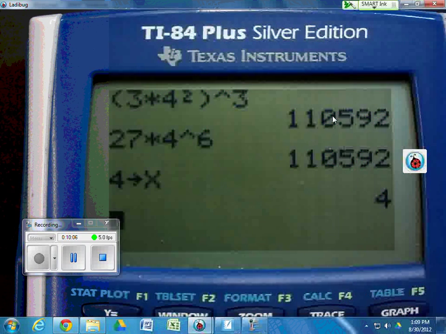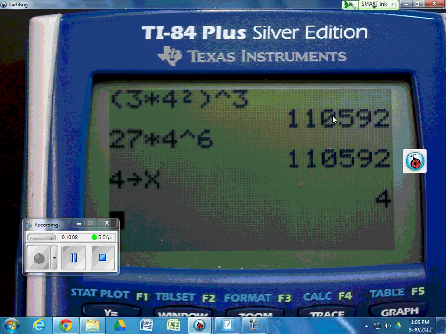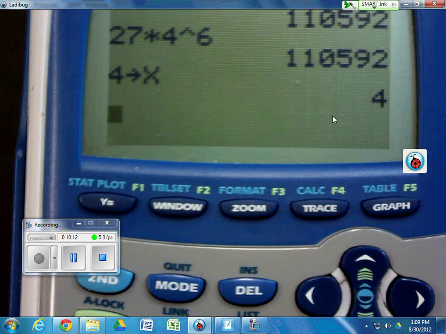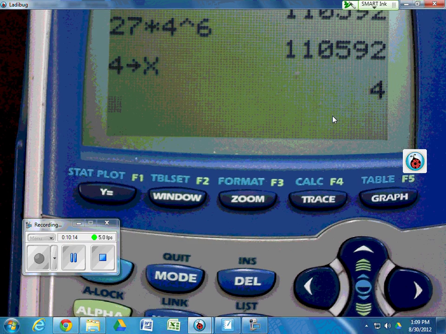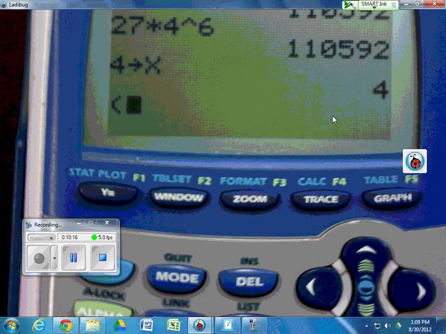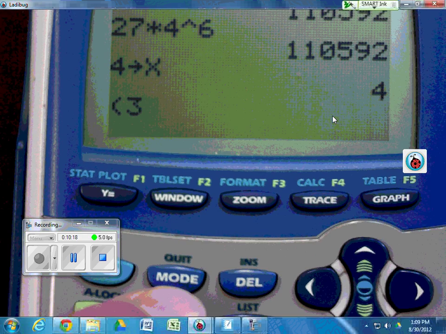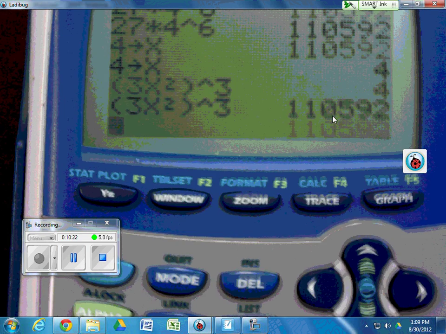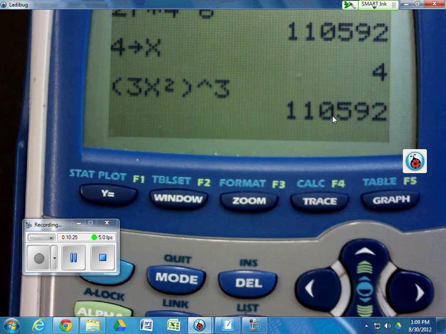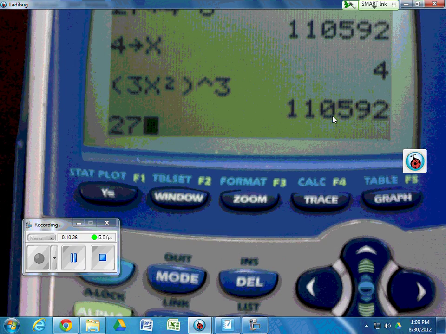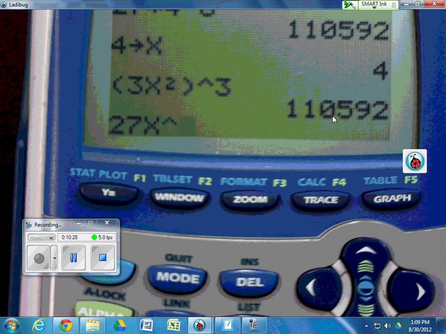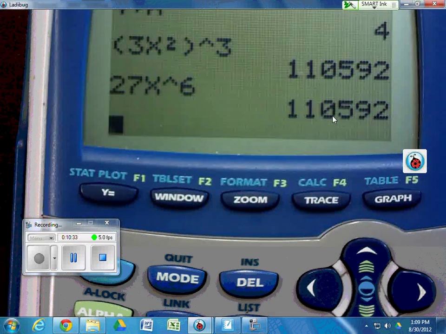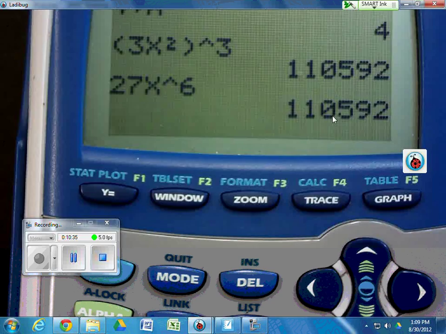Once you store your number in for x, you can just type this. Is that semi-visible? Okay. You can type parentheses 3x squared cubed. Is that the same as 27x to the 6th? All right, that's even easier than trying to put the 4 in. A nice little trick to check your work.